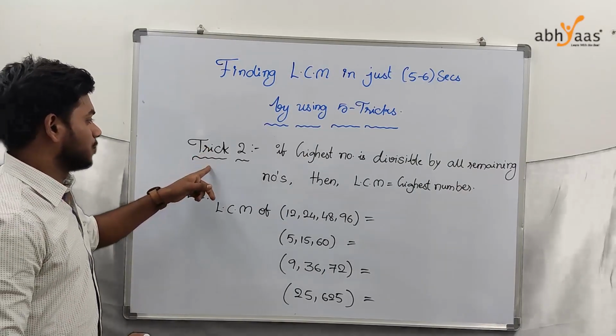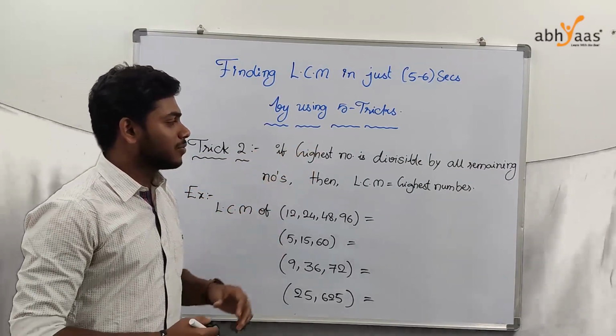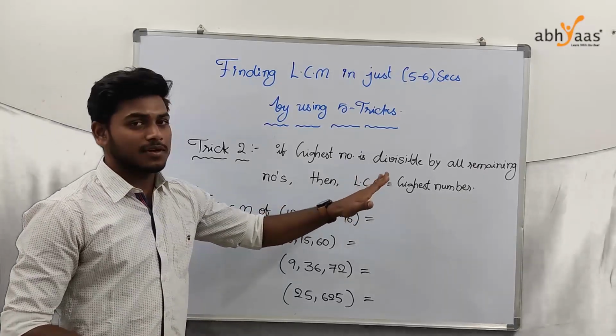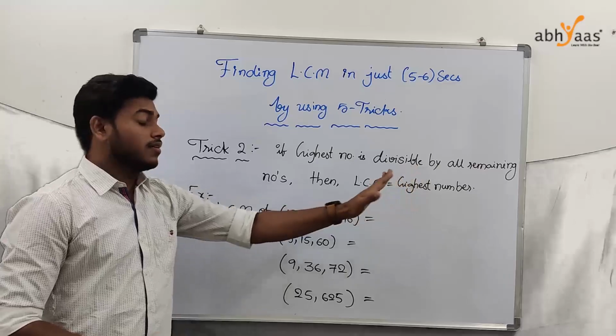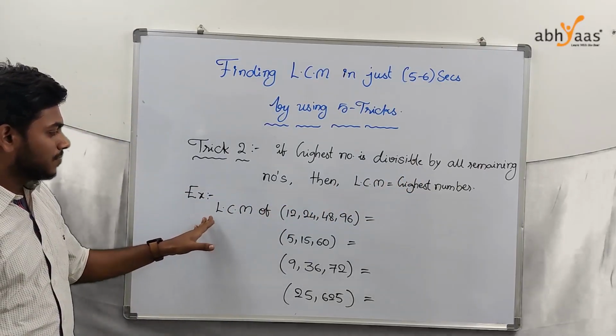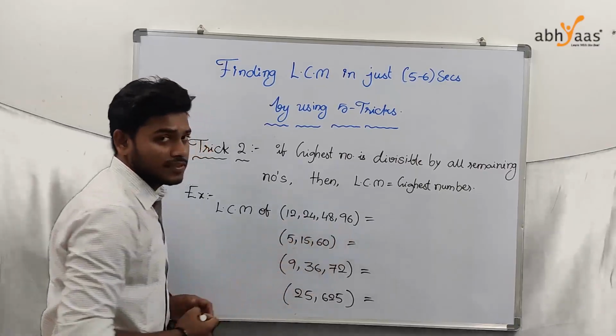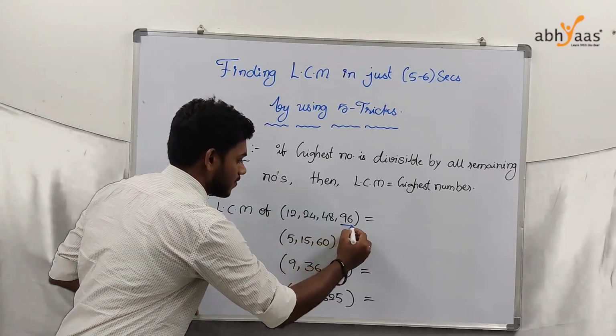Here is our trick number 2. If the highest number is divisible by all the other remaining numbers, then LCM is nothing but the highest number. Have a look at these examples. The LCM of 12, 24, 48 and 96. Here the highest number is 96.